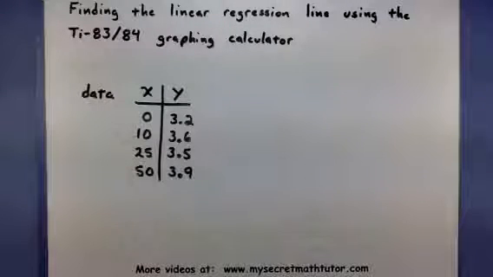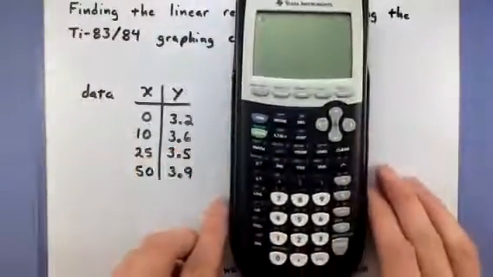In this example we want to find the linear regression line using our TI-83 or 84 graphing calculator. Now in this example we also want to take things just a little bit further to see if we can use that linear regression line to predict some future values that our data might have. Okay? So let's go ahead and grab the graphing calculator and have some fun with this data.